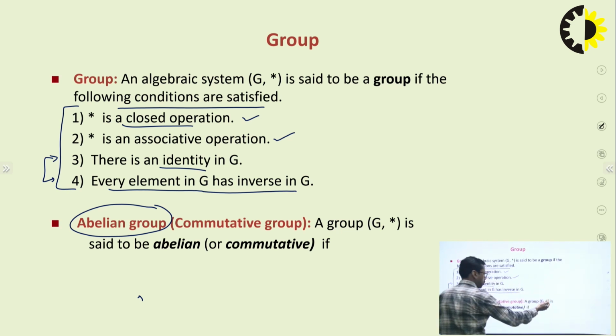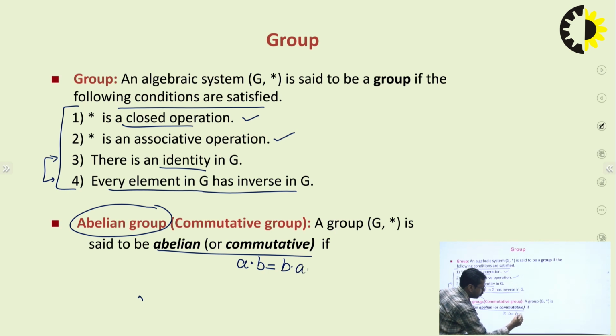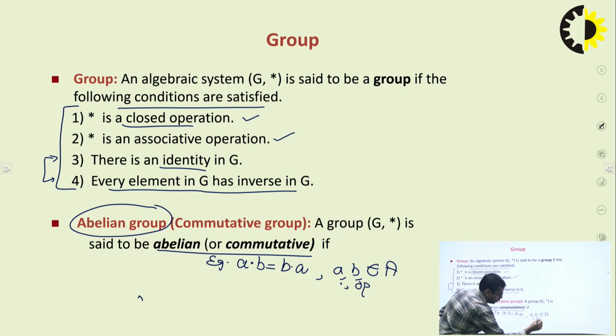A group (G, star) is said to be abelian or commutative if A · B equals B · A, where A and B are elements that exist in the set. Here, in this example, dot is the operation that I use to represent such abelian group properties.